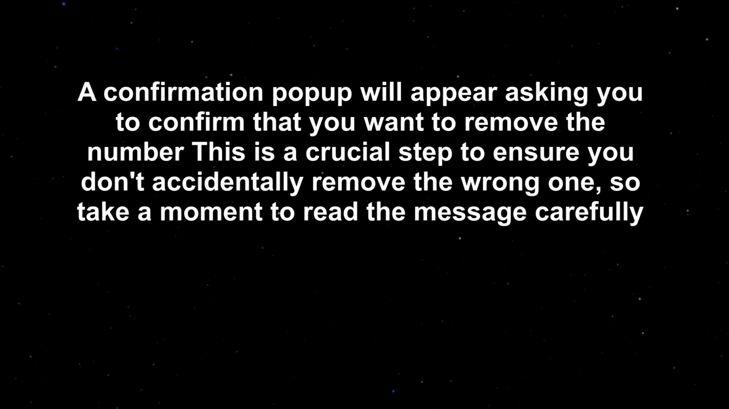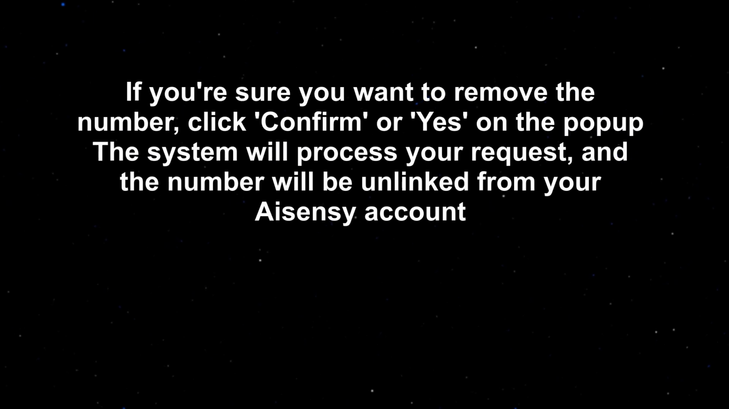Click on that button. A confirmation pop-up will appear asking you to confirm that you want to remove the number. This is a crucial step to ensure you don't accidentally remove the wrong one, so take a moment to read the message carefully. If you're sure you want to remove the number, click Confirm or Yes on the pop-up. The system will process your request, and the number will be unlinked from your Aisensy account.